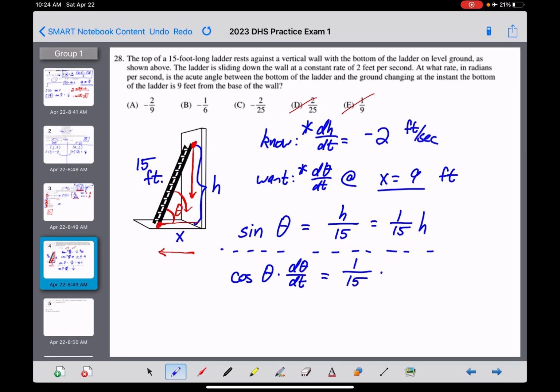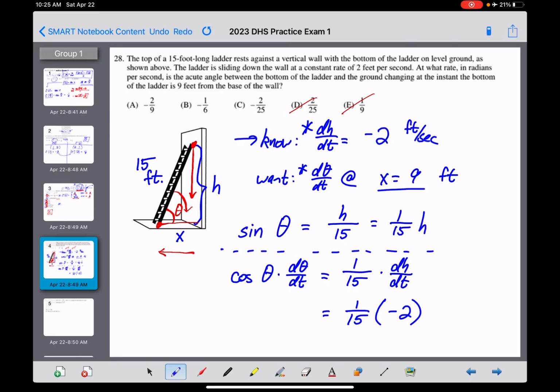So 1/15th, but there is a dh dt that needs to get multiplied right there. Okay, so what's going on, guys? We know the value of dh dt. That was right here. So on the next line, my right side is actually not that bad. I've got a 1/15th multiplied by dh dt, which we know is a negative 2.